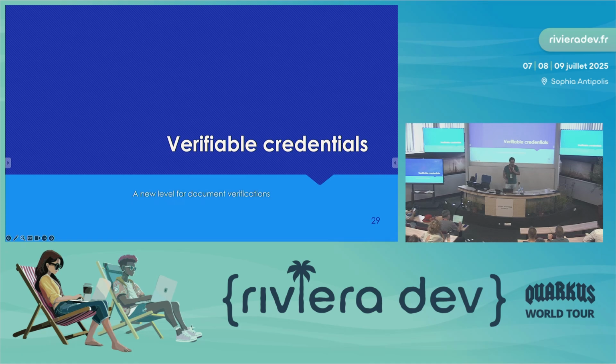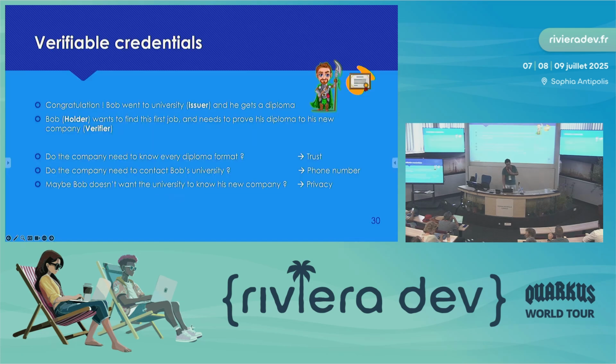Now that we know how to distribute keys, or at least we have an automated way to put the key somewhere and someone can retrieve it from us, let's see how this applies to verifiable documents and what verifiable credentials are. Bob went to university, Bob got a diploma, congrats. And then Bob now wants to find his first job. He goes to a company, and the company asks him, can you prove that your diploma is a real one, not a fake one?